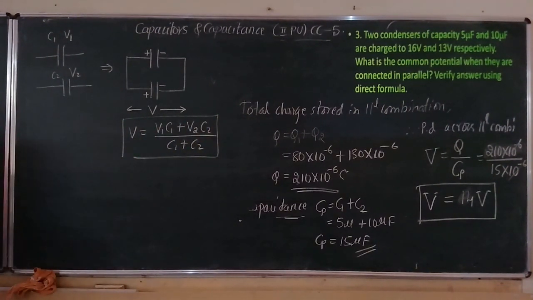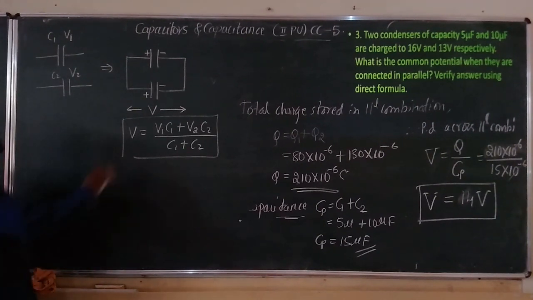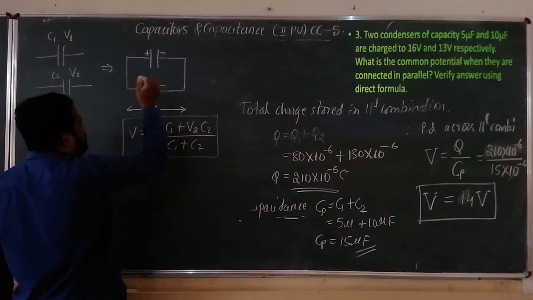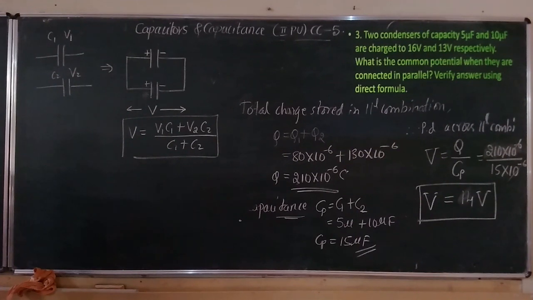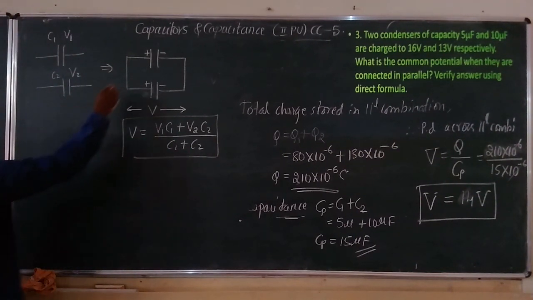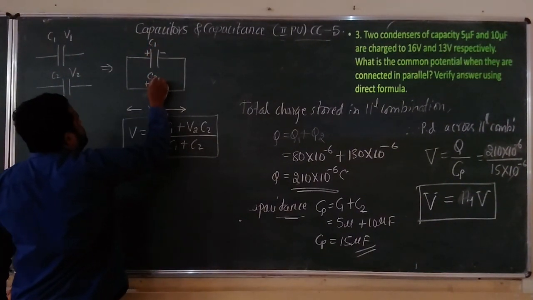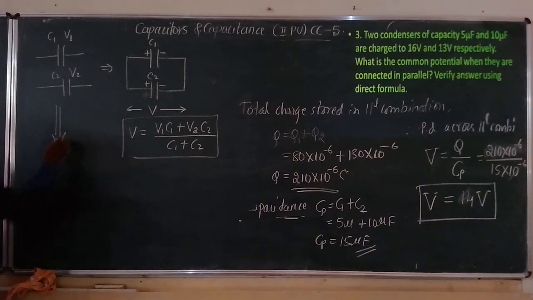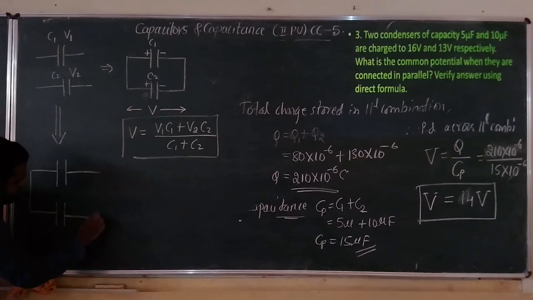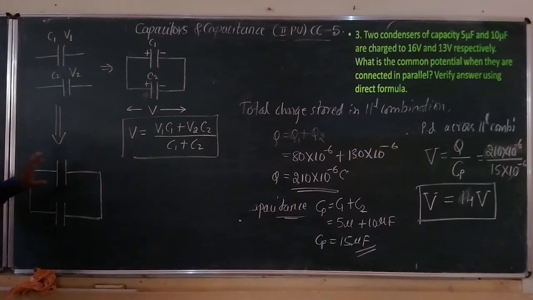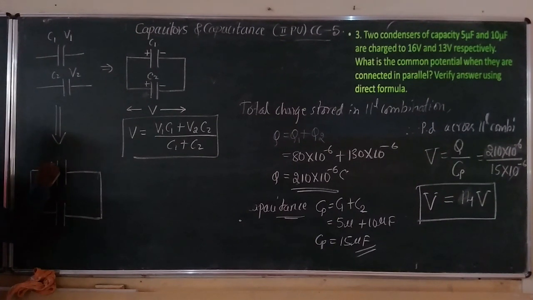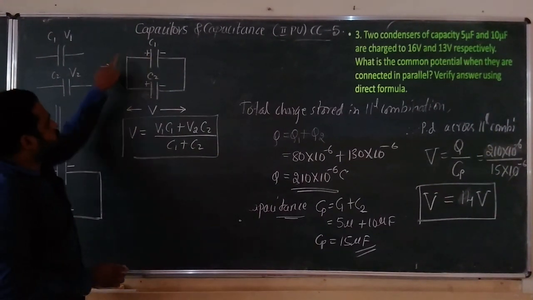So in competitive exams, to calculate the potential difference across the combination, you can use this formula, V1 C1 plus V2 C2 divided by C1 plus C2. Now if the same two capacitors, this is C1 and this is C2, are connected in parallel like this, another possibility, just concentrate on the connections. If the positive plate of one is connected to the negative plate of the other, here also negative plate to positive plate. Here positive to positive.